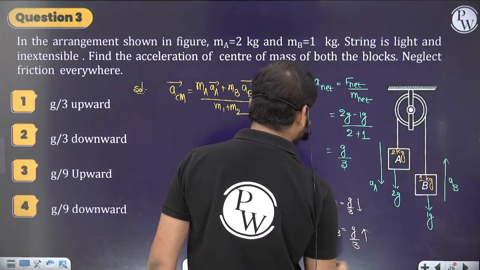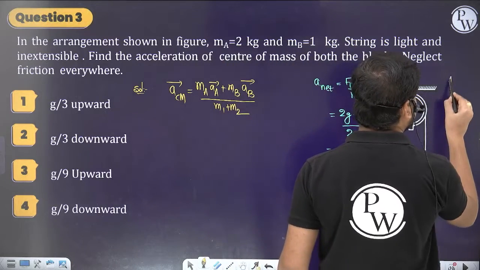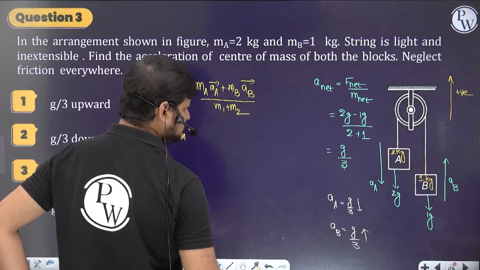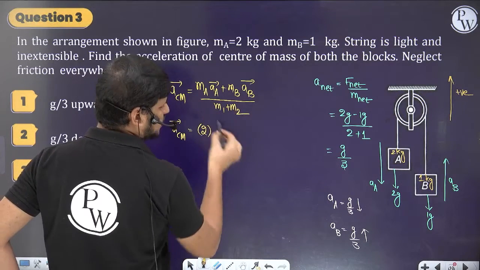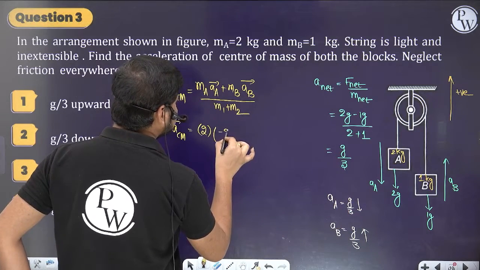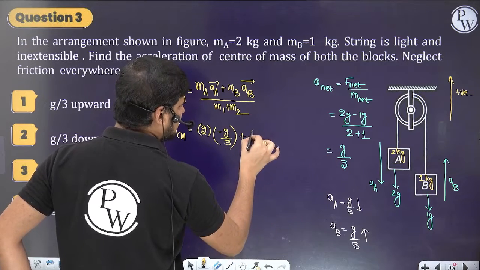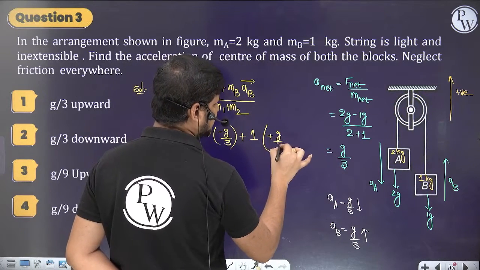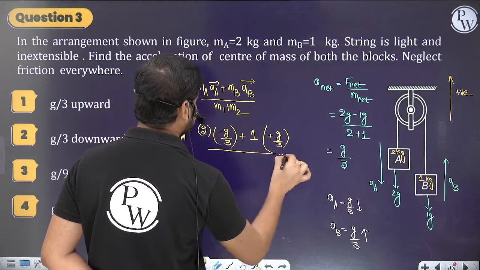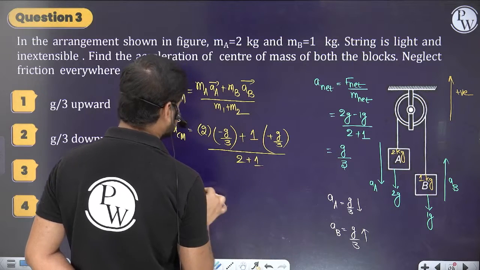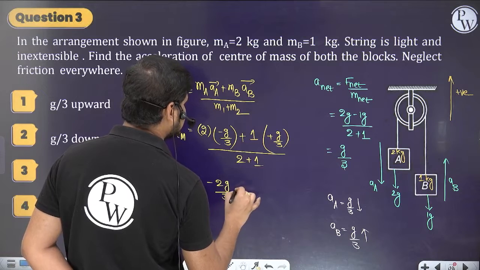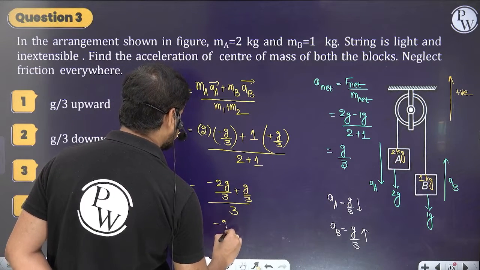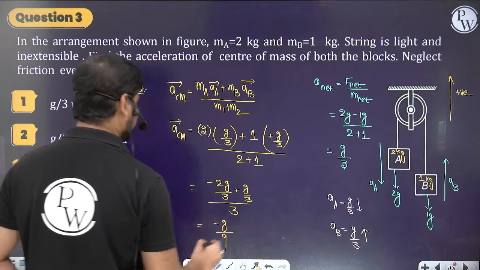whereas the acceleration of block B is g by 3 upwards. Now let's consider the upward direction as positive and downward direction as negative. Then the acceleration of center of mass is equal to mass of block A, 2 kg, into acceleration of A, as it is downward I am taking it as minus g by 3, plus mass of block B, 1 kg, into acceleration of block B, it is upward, so plus g by 3. Take care of the sign conventions. By the net mass, M1 plus M2, which is 2 plus 1. So this is minus 2g by 3 plus g by 3, by 3, which comes out to be minus 2g plus g, minus g, by 3 into 3, 9, which is nothing but minus g by 9.